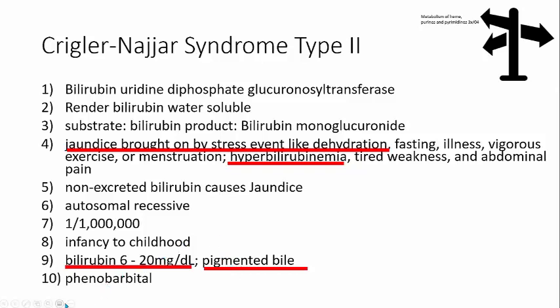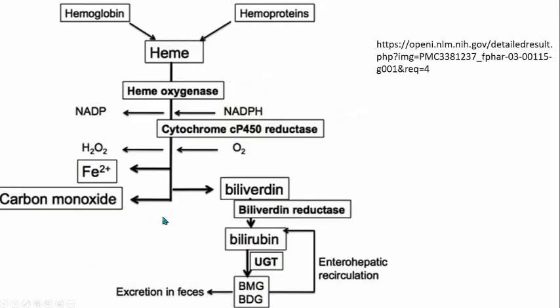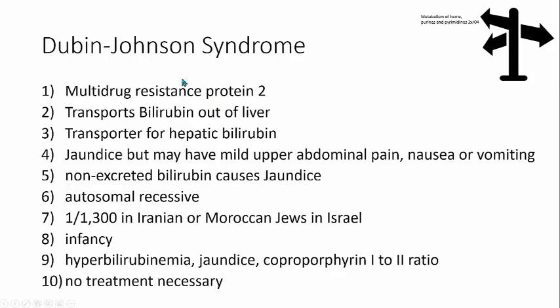Another thing that is of interest here is that only in Crigler-Najjar type 2 can you actually treat the patient with phenobarbital. The other forms of Crigler-Najjar treatment with phenobarbital is actually going to harm your patient instead of help. Yet it is a very good treatment for Crigler-Najjar type 2. Dubin-Johnson is the last of the Crigler-Najjar related diseases.